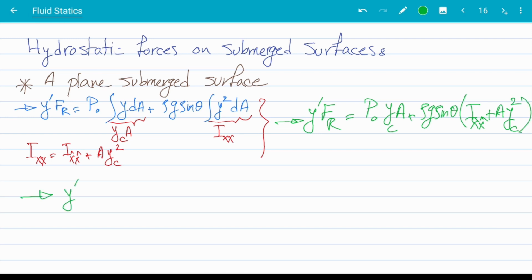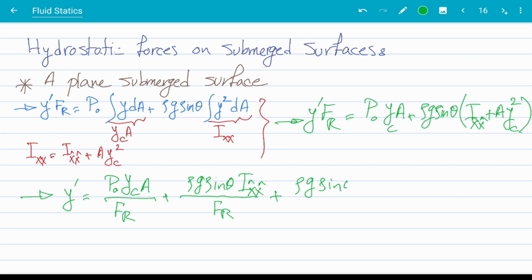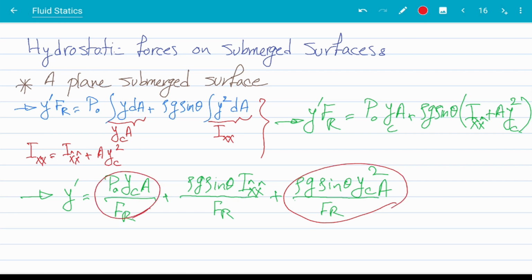That means y prime is P0 yc area over Fr plus rho g sine theta Ixx over Fr plus rho g sine theta yc squared over Fr. Now I'm going to add these two terms into a single fraction.